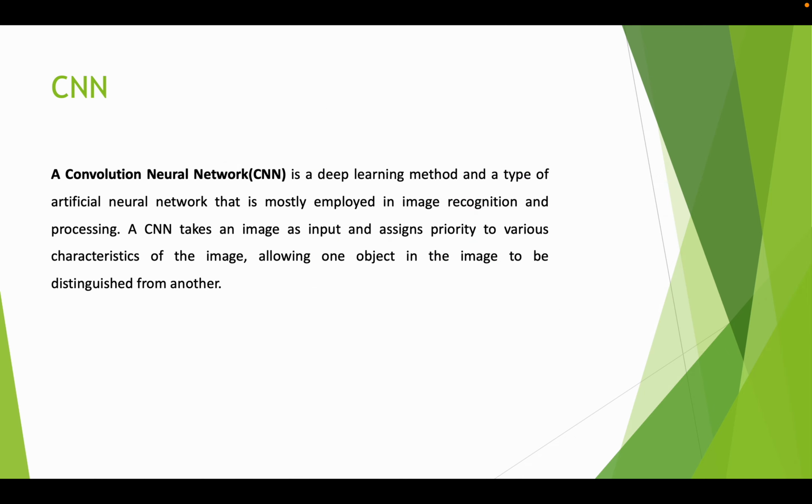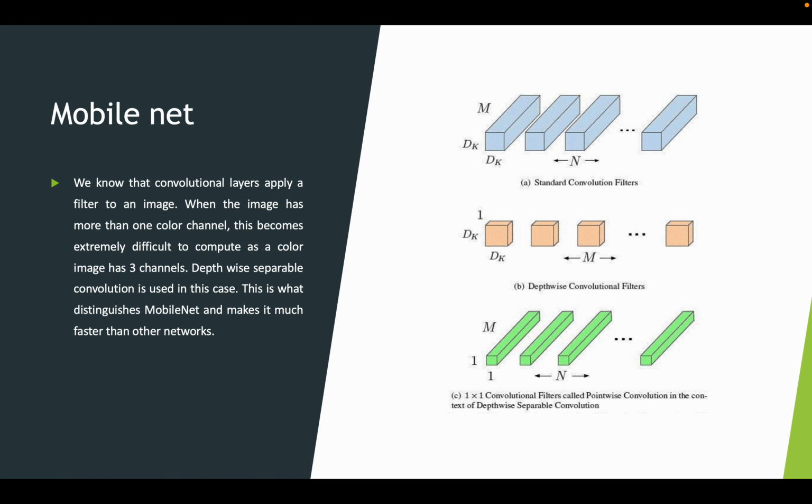For the next step, I use the convolution neural network. A convolution neural network is a deep learning method and a type of artificial neural network that is mostly employed in image recognition and processing. A CNN takes an image as an input and assigns priority to various characteristics of an image, allowing one object in the image to be distinguished from another. I have taken the help of the MobileNet convolution neural network.